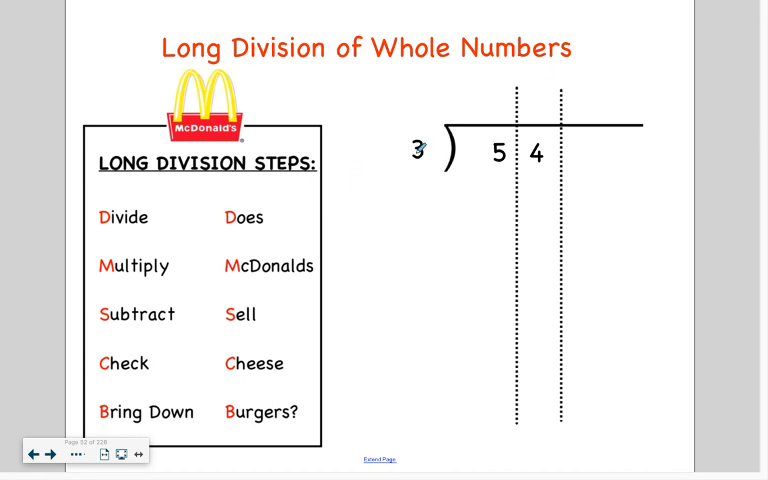Let's start with division. 3 goes into 5 how many times without going over? 1 time. Multiply. 1 times 3 is 3. Subtract. 5 minus 3 is 2. Check. Is 2 less than 3? Yes. Bring down. We'll bring down our 4. Start all the way again. Division. 3 goes into 24 8 times.